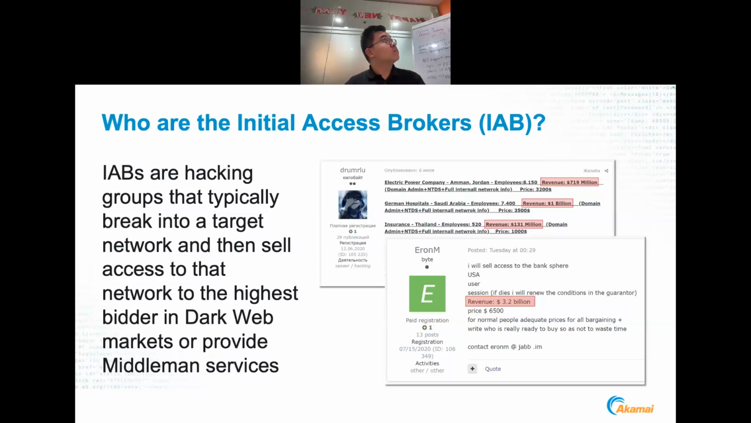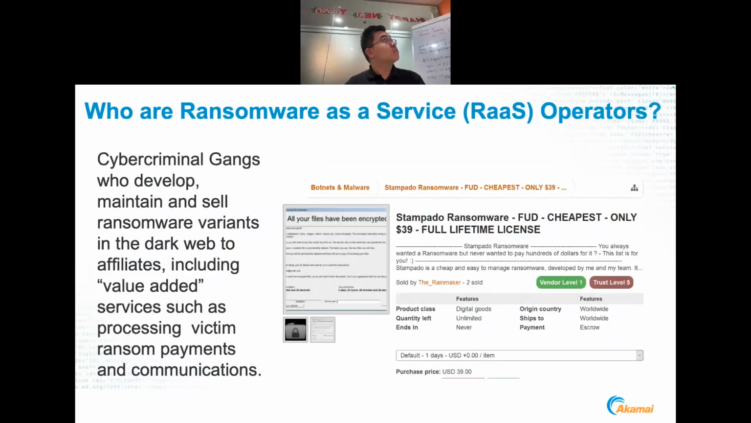Usually they will sell in the dark web. And you can see that in the dark web itself, they even post that someone got access to maybe this bank in the United States, and the company revenue size is 3.2 billion, and they sell the access for 6,500 US dollars. Oh, it's a very huge amount. They hack into a system, they sell it, and then they earn 6,500 USD. Wow, easy money, right? So this is what an initial access broker does.